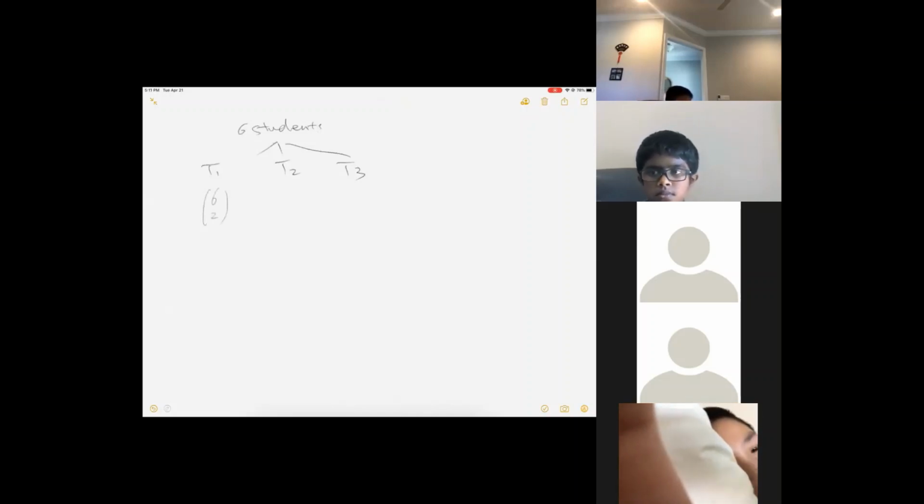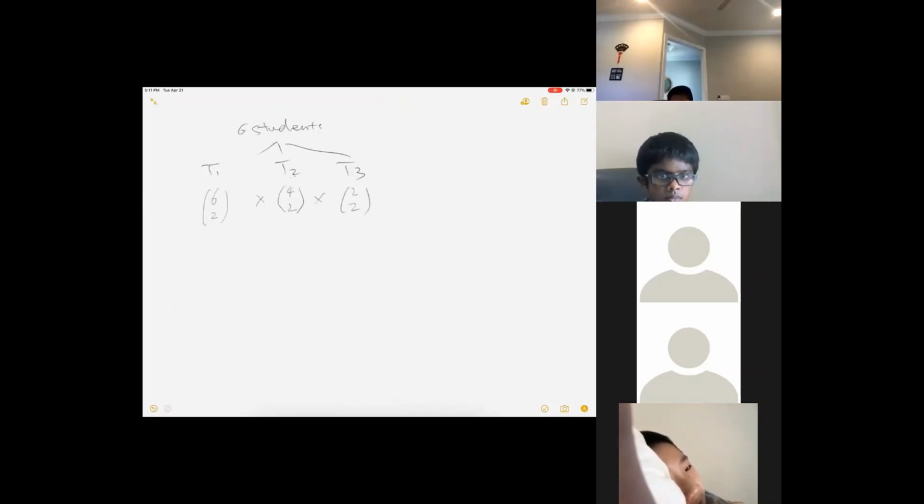And after you choose 2, how many students are left? There are 4 students left. For team 2, we need to pick 2 students too. So that will be 4 choose 2, right? And after you choose these 2, there will be 2 students left. By default, they go to team 3. So that will be 2 choose 2. And how many different ways of doing this? You multiply them together, okay?